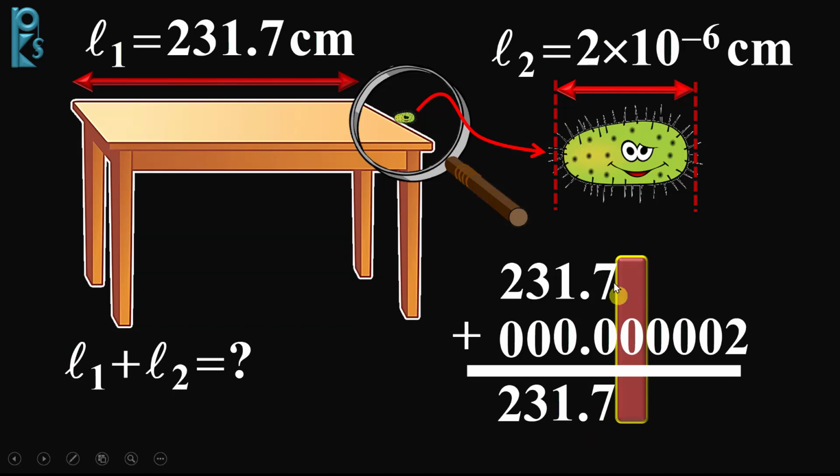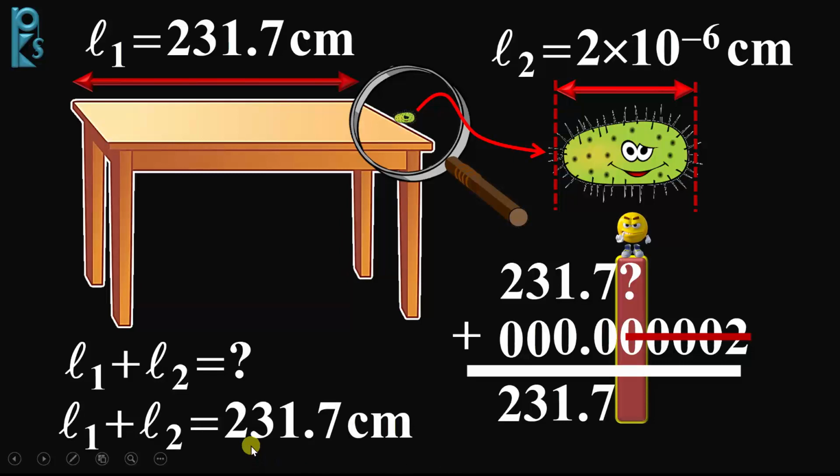Do I have any 0 here? No. If you add a 0, it's not allowed. Because if you put a trailing 0 here, you will change the total number of significant figures in the first term, and it's not allowed. So please stop doing that, and you have nothing to do. You should stop here. There is nothing to do, so forget about the rest of the figures. So the answer will be 231.7 centimeter.